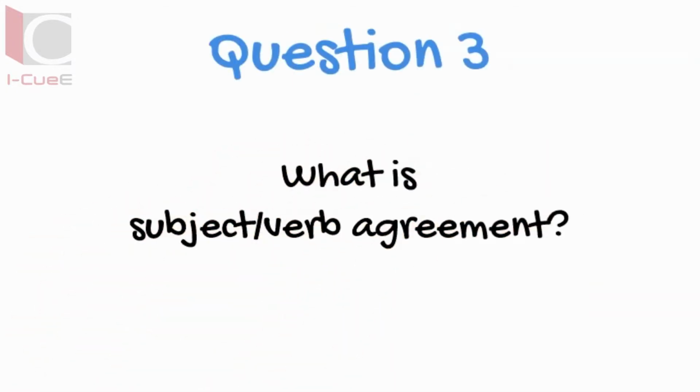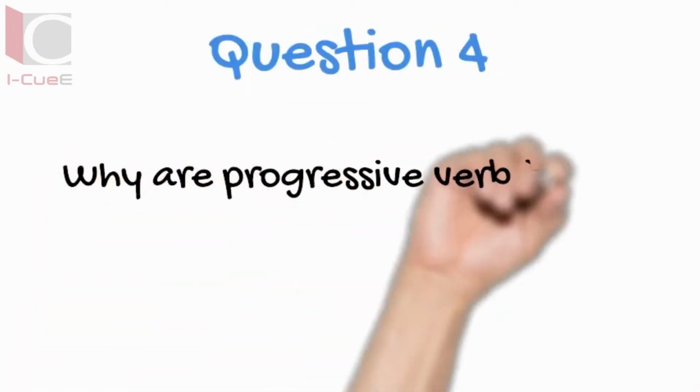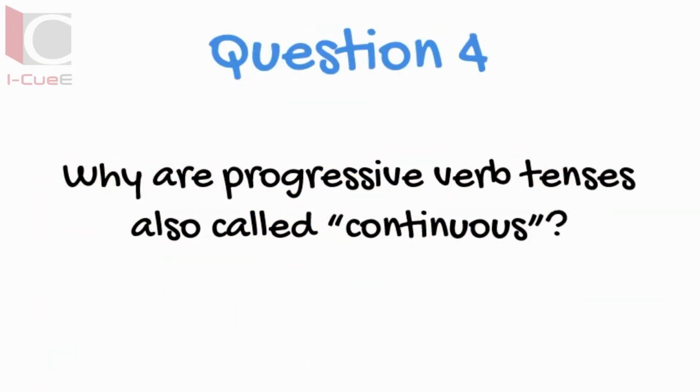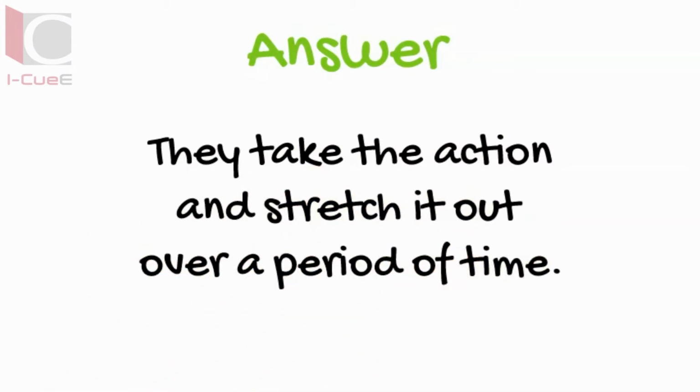What is subject-verb agreement? If the subject is singular, the verb must be plural or have an S at the end. If the subject is plural, the verb is used in the infinitive. Why are progressive verb tenses also called continuous? They take the action and stretch it out over a period of time.